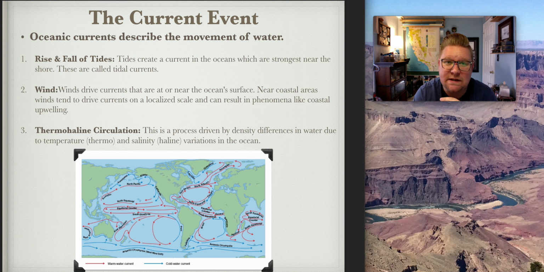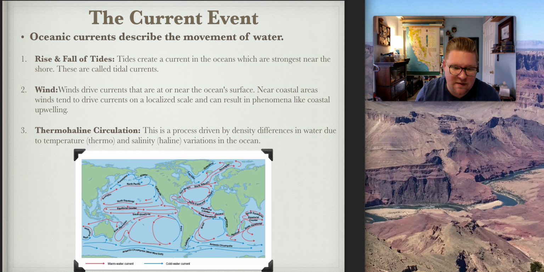Another thing to look at is winds. Winds drive currents that are near the ocean surface. Near coastal areas, winds tend to drive currents on a localized scale and can result in phenomena such as coastal upwelling, which is that circulation motion that can occur. And then the thermohaline circulation, which is probably the one that you're most familiar with. This is the process that's driven by density differences in water due to temperature and salinity. So we know that colder, saltier water is more dense, and so it sinks.